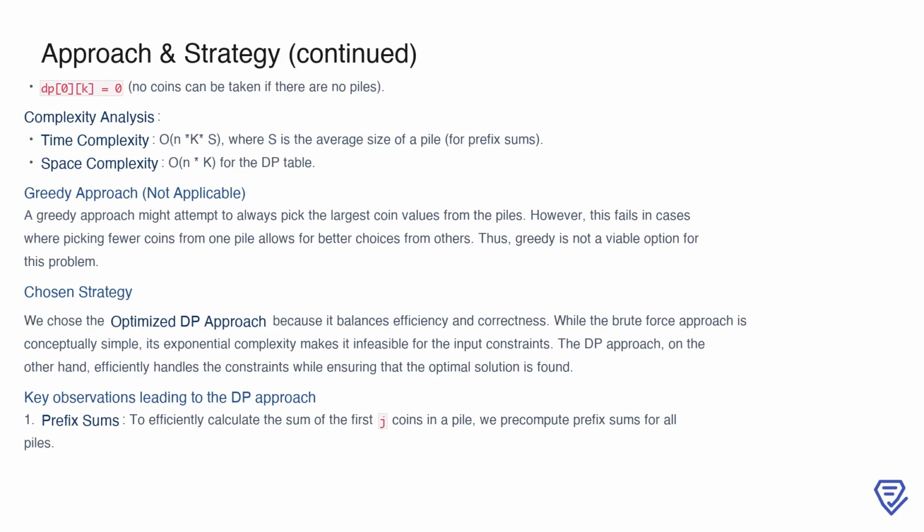To compute dp[i][k], we evaluate all possible numbers of coins we can take from the current pile, ranging from 0 to the minimum of k and the pile size.